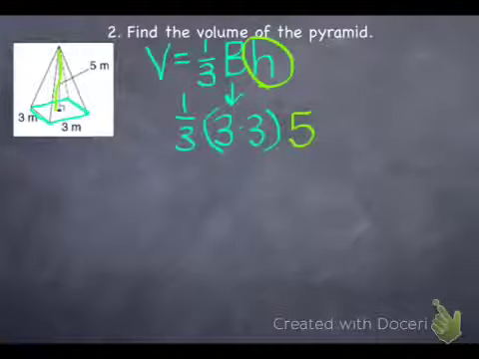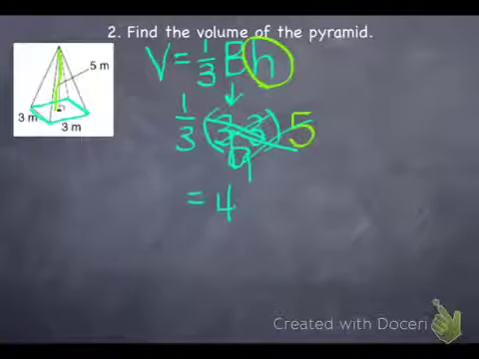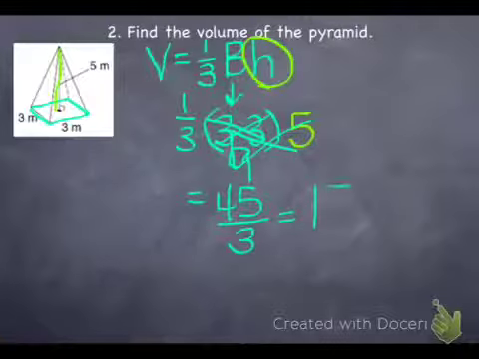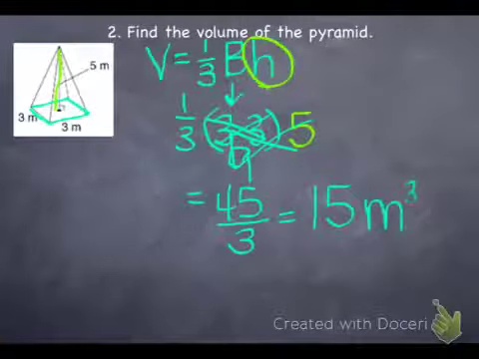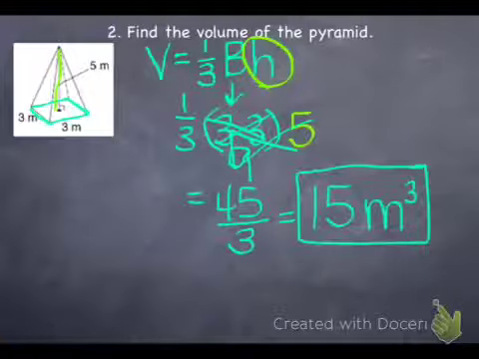And now I have a whole bunch of simplification that I can start working on. So 3 times 3 equals 9. 9 times 5 is 45. And then divide that by 3, we're going to get 15. This is volume, so we're going to be in cubic meters. So meters to the 3rd power or meters cubed. And that's our answer. That was a pretty simple one.